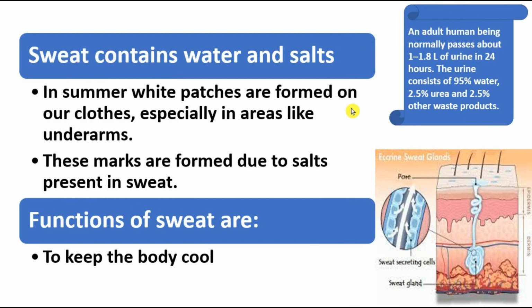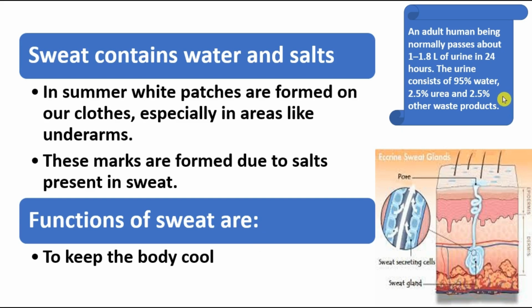The waste products we have seen from the beginning are carbon dioxide, then the undigested food, and we have also seen the urine. Now let's move on to the sweat. So the sweat contains water and salts. Now in summer you might have noticed that white patches are formed on our clothes, especially in areas like the underarm. This is because the marks are formed due to the salts present in sweat. Water evaporates, salt is left, that is the white mark. The function of sweat is to keep the body cool. Of course, you might have noticed when you exercise, you start to sweat, and actually that is keeping you cool also, plus it is getting rid of the wastes produced.